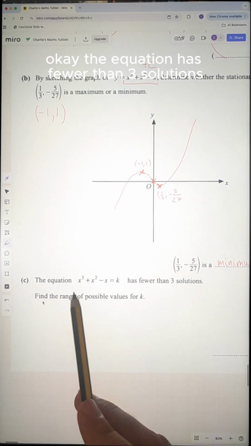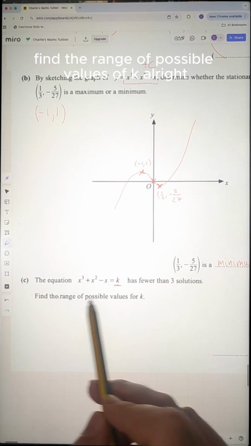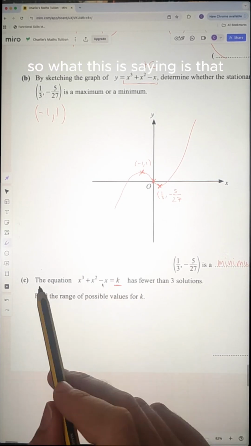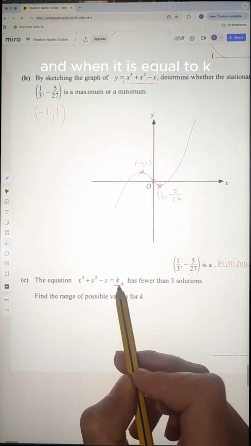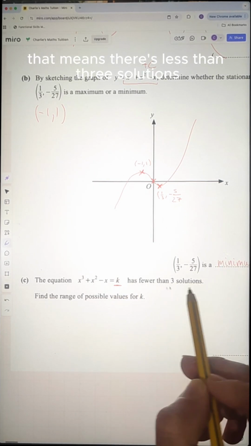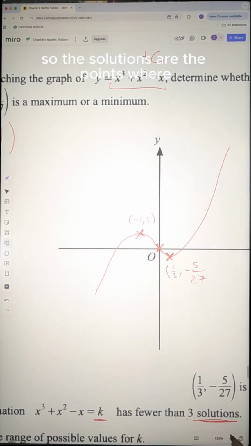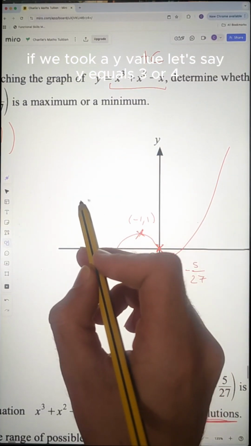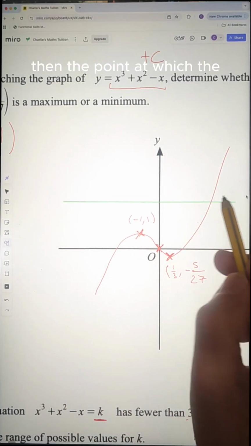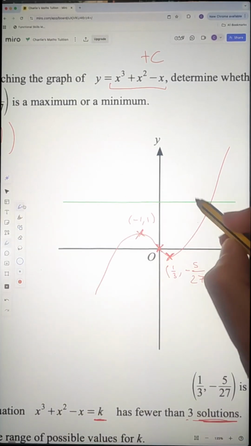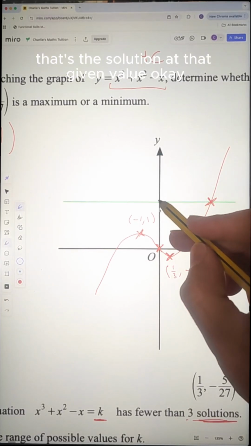Okay, the equation has fewer than 3 solutions when it is equal to k. Find the range of possible values for k. All right, so what this is saying is that we're imagining that this equation can be equal to k, and when it is equal to k, that means there's less than 3 solutions. Now let's just cover what we mean by a solution. So the solutions are the points where, if we took a y value, let's say y equals 3 or 4, then the point at which the y value intersects the curve, that's the solution at that given value.